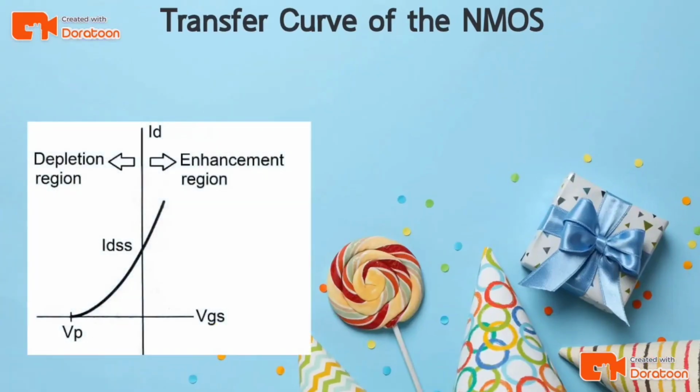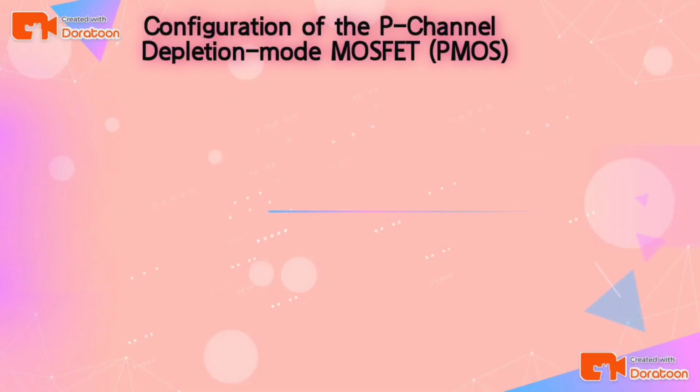The figure shows the transfer curve for NMOS. Positive gate to source voltages enhance the number of free carriers in the channel compared to VGS equals 0 volt. The VGS above 0 volt zone on the drain characteristic and transfer curve is denoted the enhancement region, and between cutoff and IDSS is the depletion region.